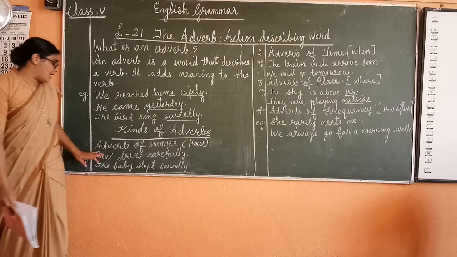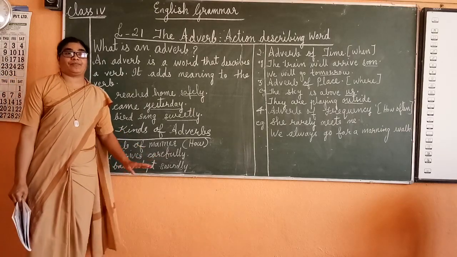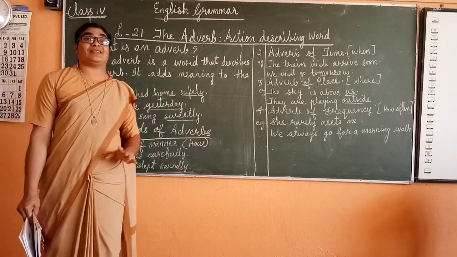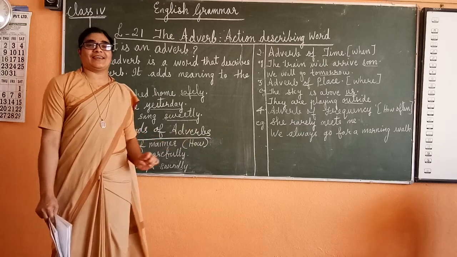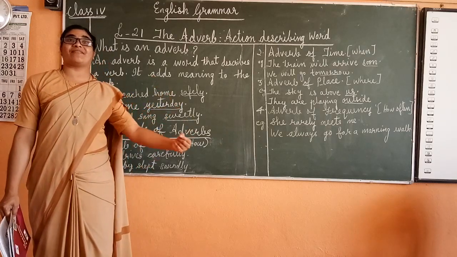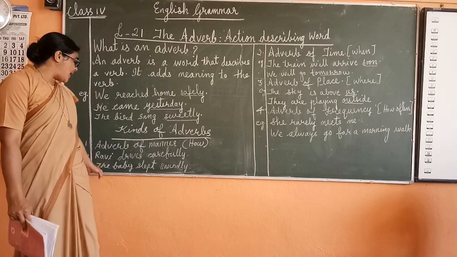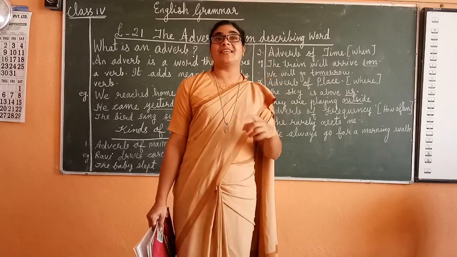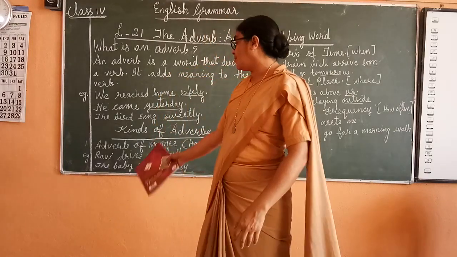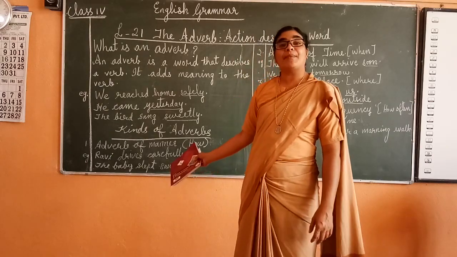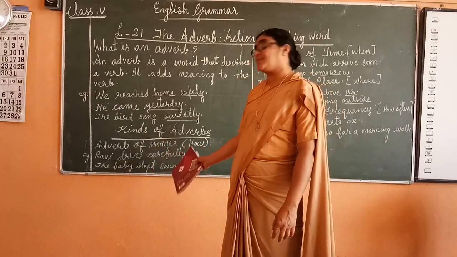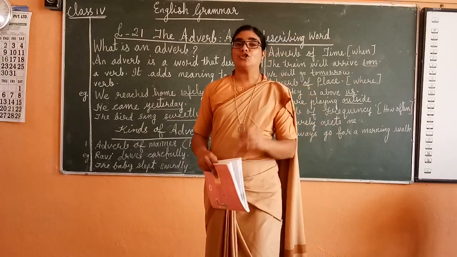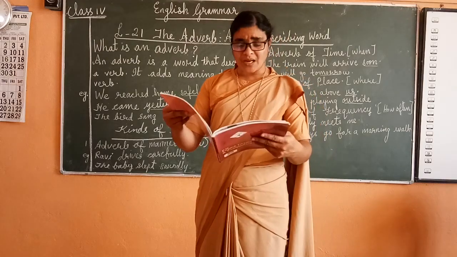For example, Ravi drives carefully. Now, Ravi is the subject here. How does Ravi drive? He drives carefully. So the manner in which he is driving is very carefully. Now, the baby slept soundly. So this is all about the adverb of manner.